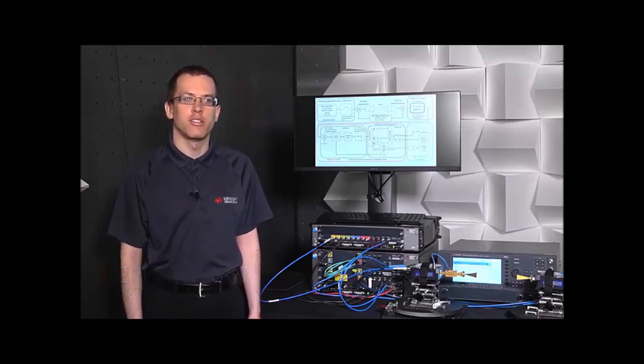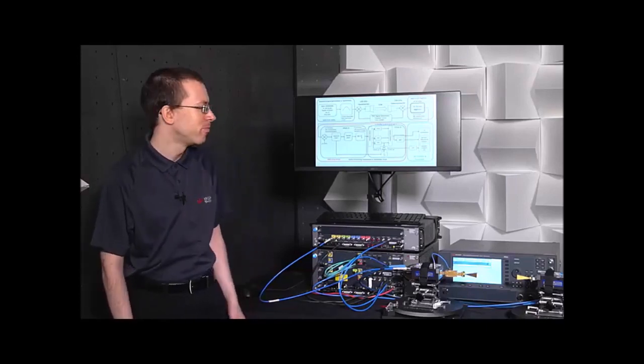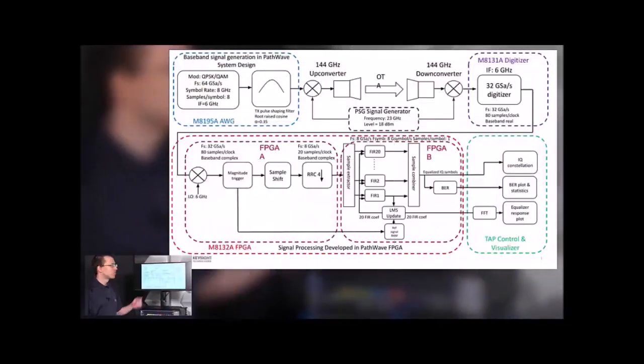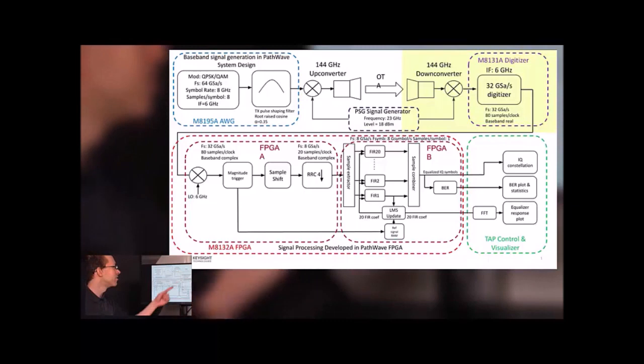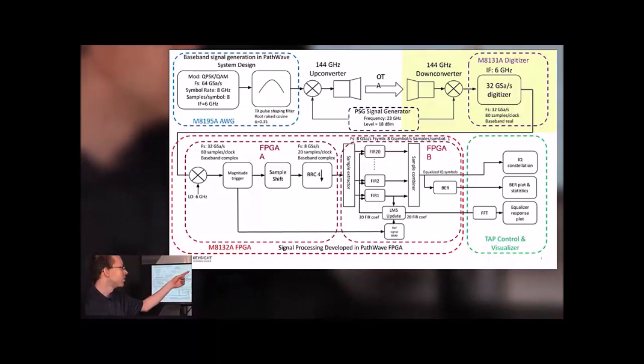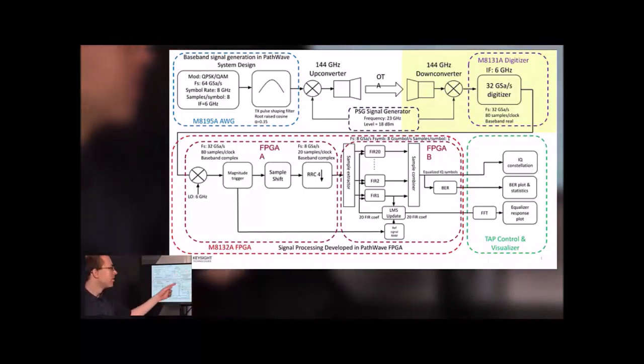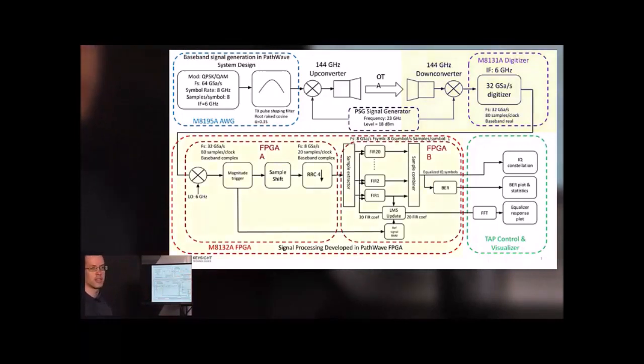be walking you through the system-level block diagram of the 6G channel equalizer solution. So once the 144 gigahertz transmit signal is received, it is downconverted to an IF of 6 gigahertz and digitized with the M8131A digitizer. The digitized data is sent over an optical connection to the M8132A, a DSP processing module. This module has two FPGAs in it, and our channel equalizer is implemented in both FPGAs.